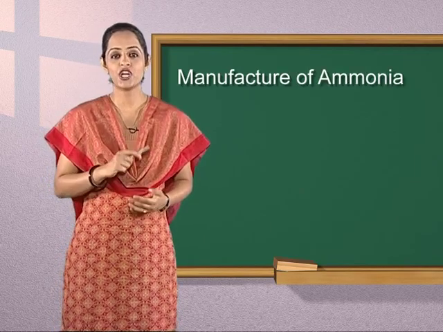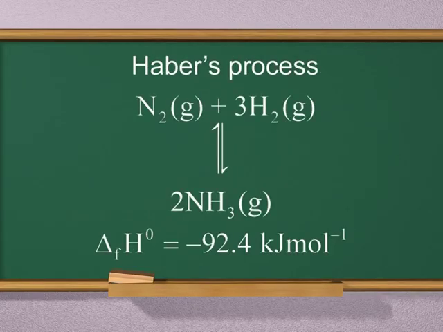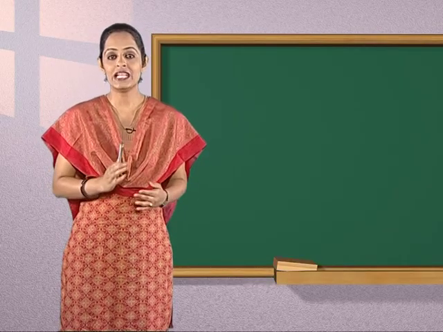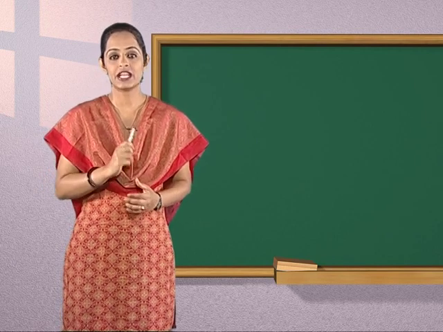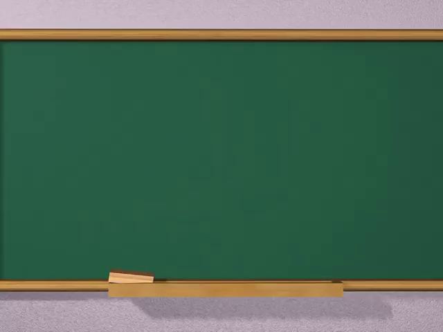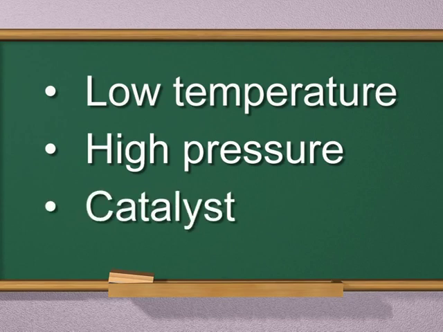Children, let us now learn about manufacture of ammonia. On a commercial scale, it is manufactured by Haber's process. This reaction is reversible, exothermic, and occurs with decrease in volume. Therefore, according to Le Chatelier's principle, the favorable conditions for the manufacture of ammonia are low temperature, high pressure, catalyst.